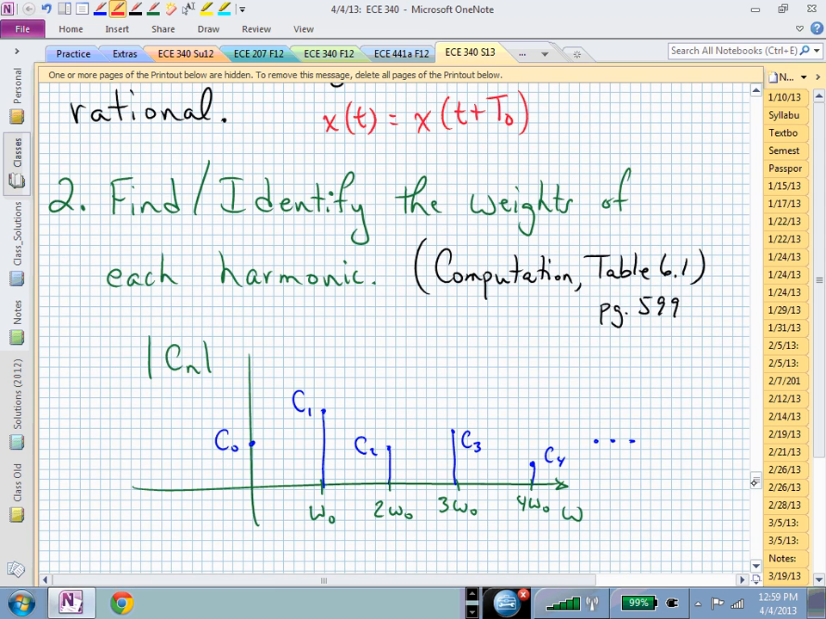Now, once we have identified that we have a periodic waveform, the next key thing in Fourier series is to figure out how much of each harmonic we have. How much of the fundamental do we have? Do we have the fundamental piece? Is it there? And the formulas for that, for the different kinds of Fourier series, are included in table 6.1 on page 599. There's a column that tells you how to compute these coefficients or these weights, and we'll try to get through an example. I think we will.